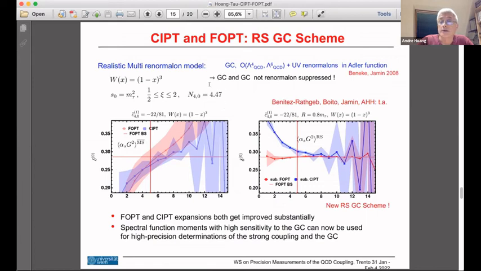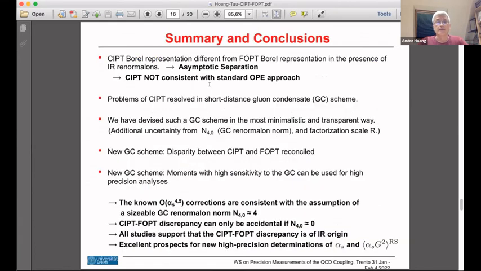So anyway, I'm done with my talk. Let me just summarize. I made the radical statement that the original CIPT is not consistent with the standard OPE approach. I come to this also later, what it really means. My statement is that in the presence of infrared renormalons, this is a mathematical statement, and I'm happy to defend it heavily.